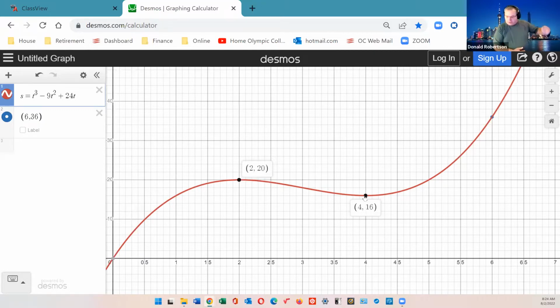So I went 20 meters in the first 2 seconds. From the 2-second mark to the 4-second mark, I've only traveled 4 meters. And then right at the end, from 4 seconds to 6 seconds, it's from 16, and you finish at 36. So that is another 20 meters.